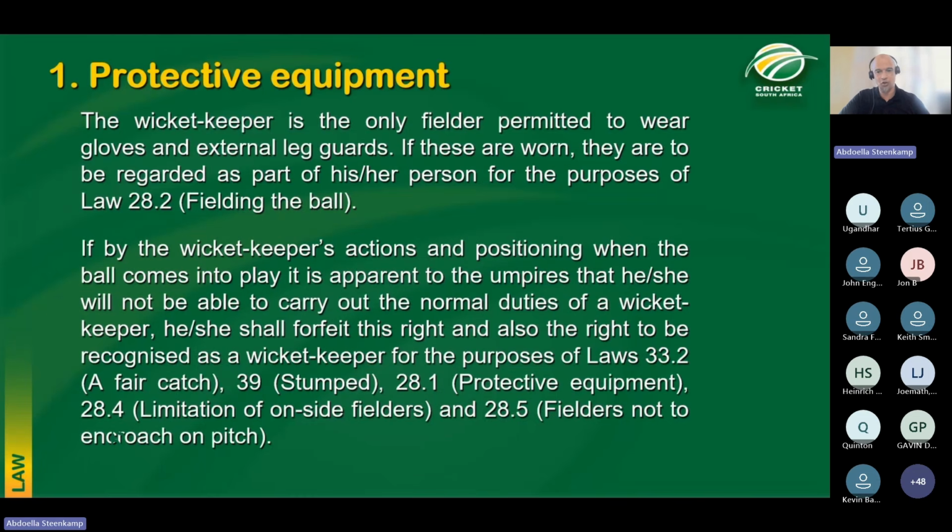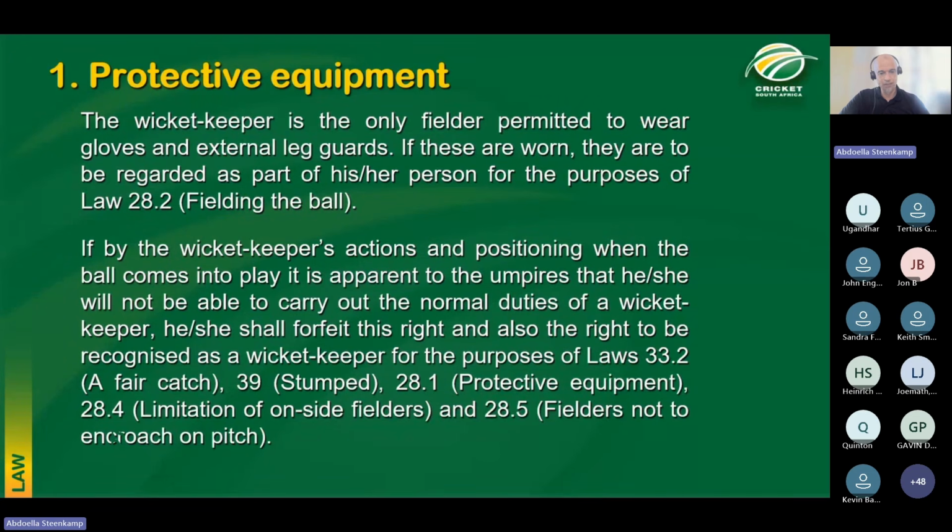I'll give you an example. Let's say it's a slow medium pacer bowling, and the keeper is standing on the boundary, which is, let's say, 80 meters away. Is that a normal position for a keeper for a medium pace bowler? No, definitely not. So that keeper in the law is not seen as a keeper now.